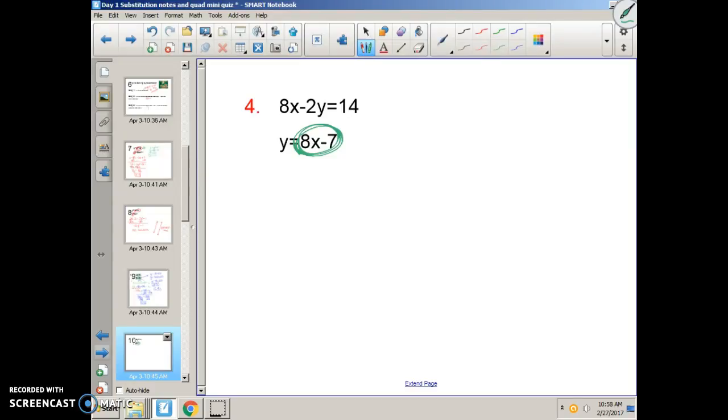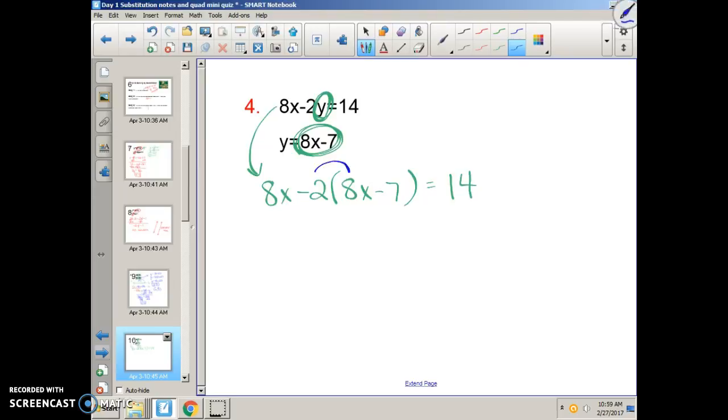But it tells me y is equal to 8x minus 7. That means in the first equation, I got to replace y with 8x minus 7. I don't think I said that the first time. 8x minus 7. So I'm going to rewrite this guy. 8x minus 2. If I have 2 multiplied by that, make sure you put your parentheses. Don't forget about that. If you didn't do that, you probably ran into some problems.